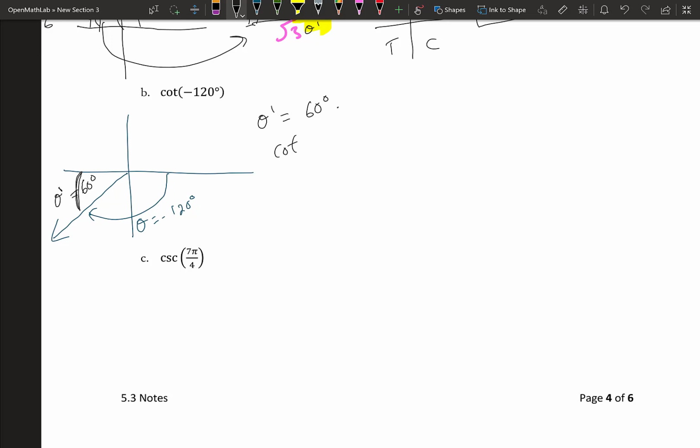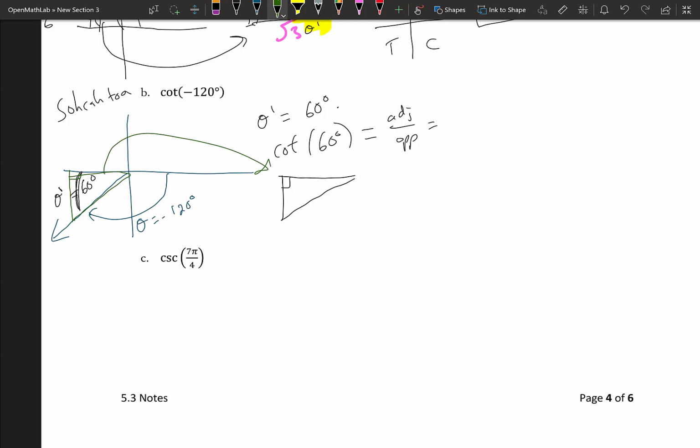So cotangent of 60 degrees is equal to, so remember SOHCAHTOA. Tangent is opposite over adjacent. Cotangent is the reciprocal of that, so it would be adjacent over opposite. So let me just draw in my triangle here. I'm drawing a triangle like this, and pulling it over here so it's not so busy. So this is 60 degrees here. That leaves this with 30 degrees. This is 2. Across from 60 is going to be radical 3. Across from 30 is 1.